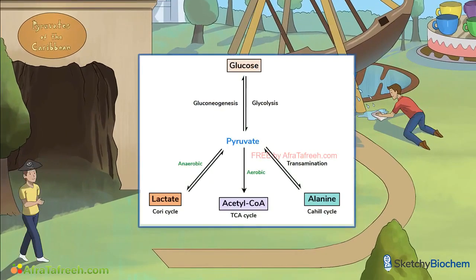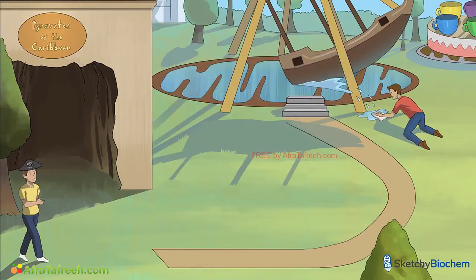Pyruvate is at the crossroads for several metabolic pathways, but we'll save all the gory details for the Fates of Pyruvate sketch. For the purposes here, pyruvate enters the mitochondrial matrix when oxygen is available. Pyruvate dehydrogenase complex, or PDC, turns pyruvate into acetyl-CoA, which enters the TCA cycle. That's why you see the Pyruvates of the Caribbean and TCA right in the background, because Pyruvate's Dead Cove, which represents PDC, serves as a transition point between glycolysis and the TCA cycle.